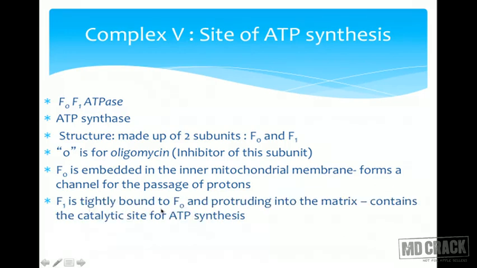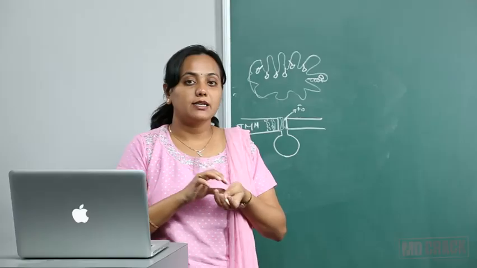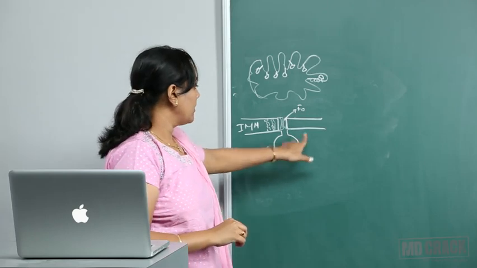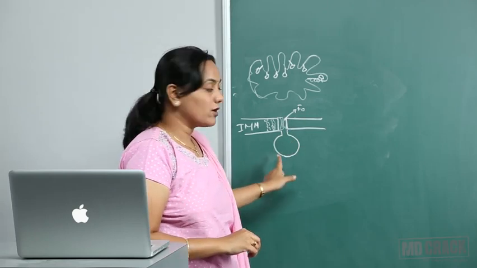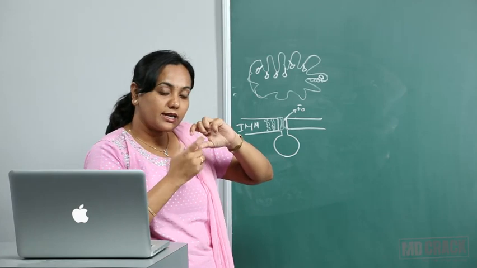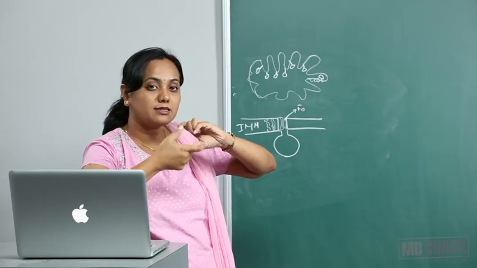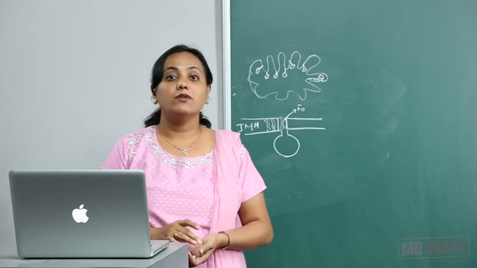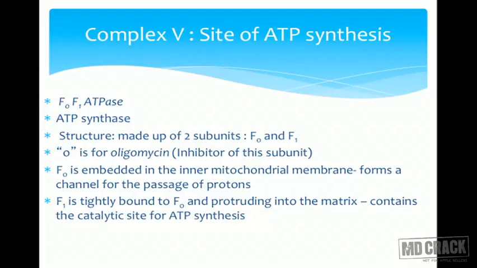F1 is tightly bound to FO, but it protrudes into the matrix and it contains the catalytic site for ATP synthesis. Complex 5 is considered a molecular motor. It is more like a motor. It has a complex structure. The protein structure is very complicated, but it acts like a molecular motor where some parts are turning and twisting, which helps in the synthesis of ATP.